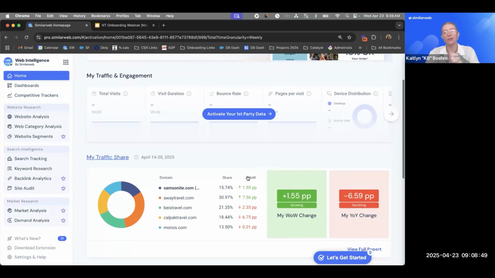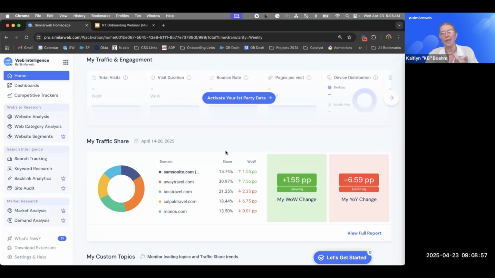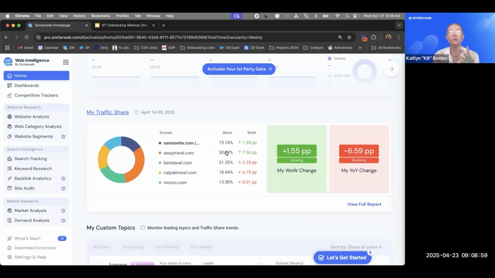And what's best is that this also updates pretty frequently. We have it on a weekly basis. This is all the way up until the 20th of April. This is live real time data. And we can really understand at the very beginning who's taking the majority of the traffic share pie.